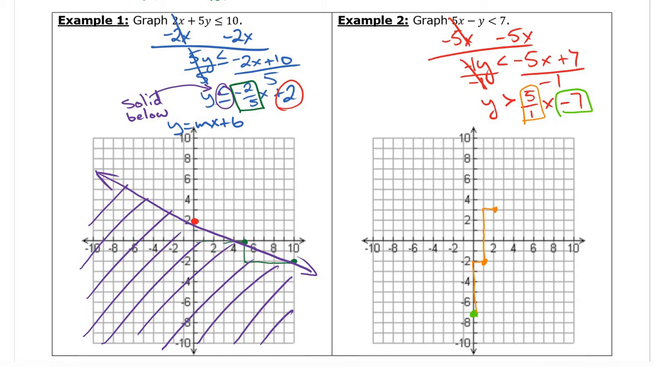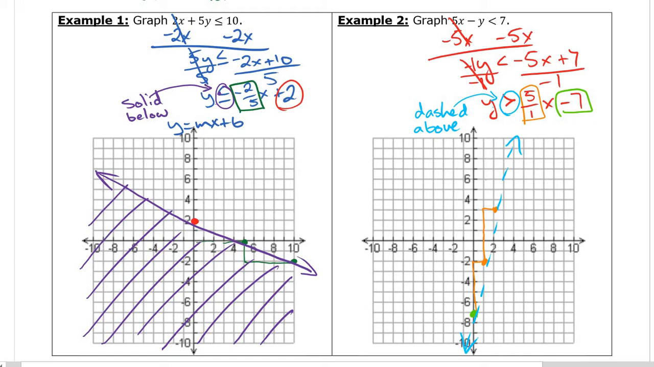And now I identify based on the inequality. It does not have an equal to underneath it, so it's going to be a dashed line or dotted. And since it's y is greater than, the big side's touching the y, we're going to shade above. So it's a dashed line, and we're going to shade above.